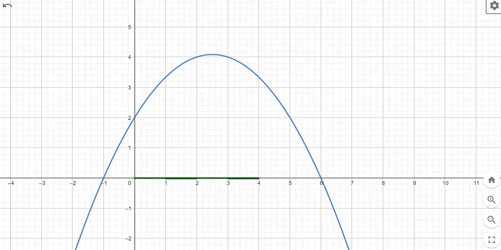Sometimes when I find the area under a curve or find a definite integral, I don't really care about an exact answer. I care about an approximation. One way to do that is a Riemann sum. In this video, I'm going to talk about one type of Riemann sum called a right Riemann sum.